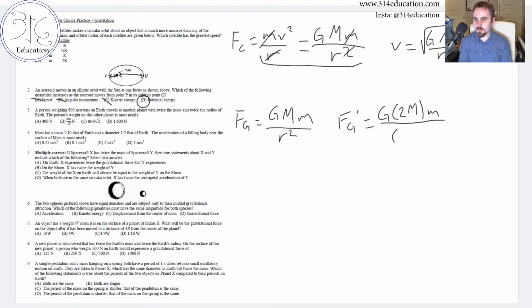over twice the radius squared. And so we can simplify this. We'll square the 2 on the bottom and have the 2 up here that we can pull out. This is 2/4 times GMm over r squared, which was our original weight. And so the original weight has been scaled by a factor of 2/4, or 1/2. So half of 800 newtons is 400 newtons.